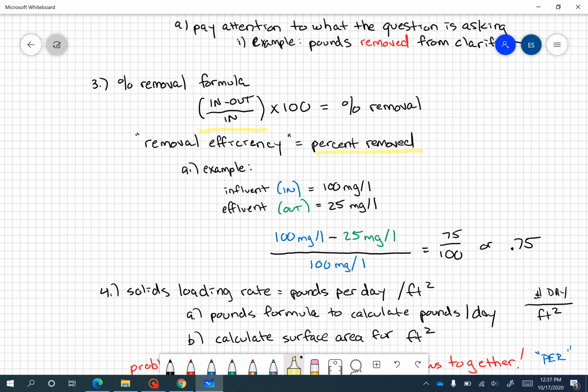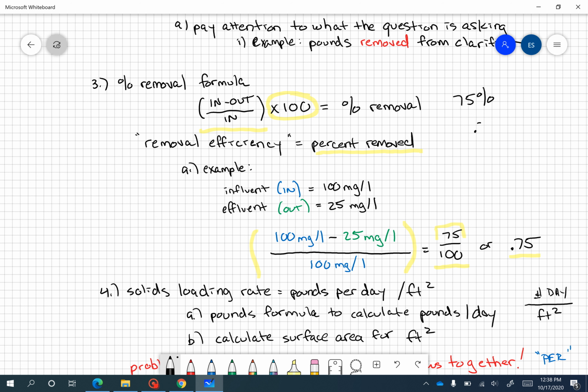or 75%. So when I plug those numbers into that formula, 100 minus 25, so basically what you started with minus what's left over is going to tell you how much was removed, and then you divide that by the number that you started with, and when you divide that out you get 0.75, and then this last part here times 100, you're just converting 0.75 into 75%.